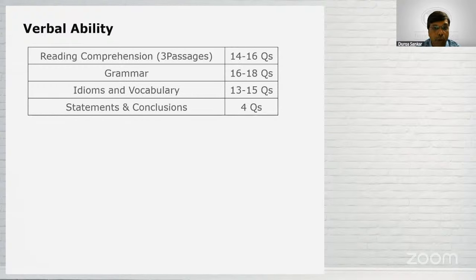And it had more or less the maximum weightage in this particular section, to the tune of around 16 to 18 questions. Idioms and vocabulary had almost 13 to 15 questions. And if you see, the type of questions in these were very similar to the standard ones.